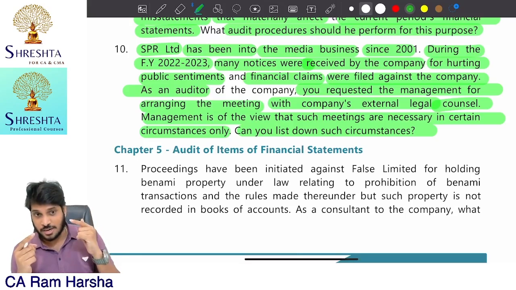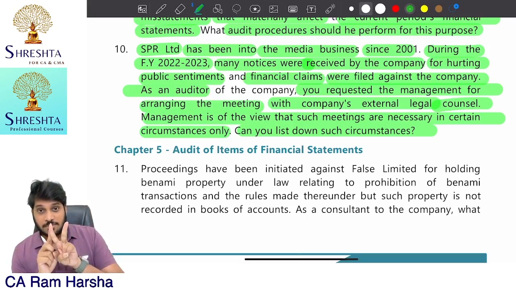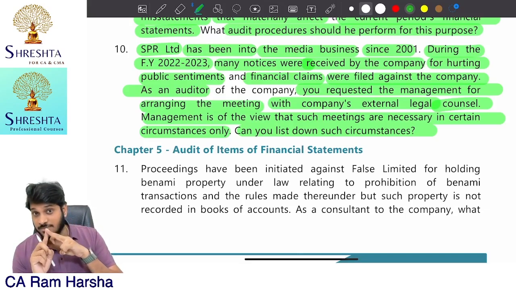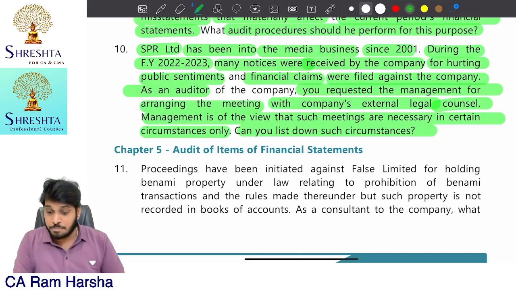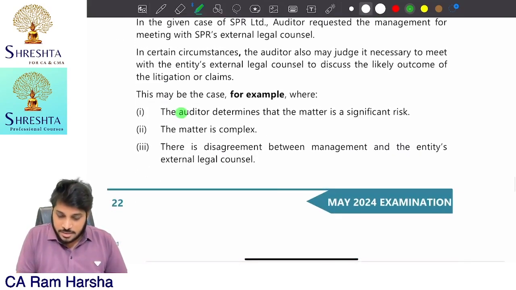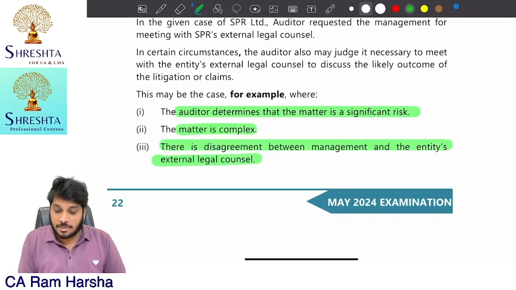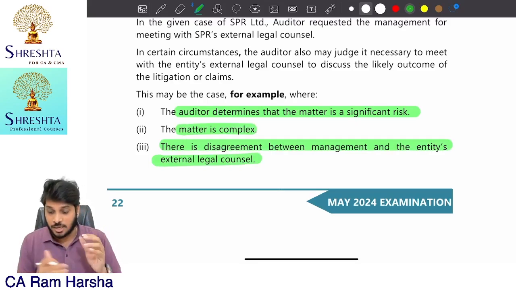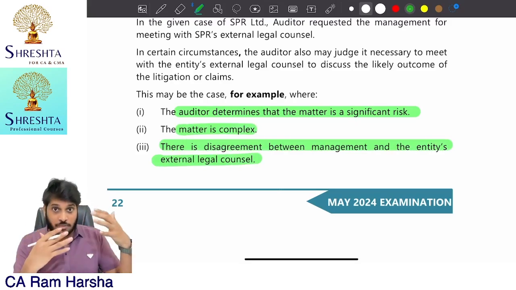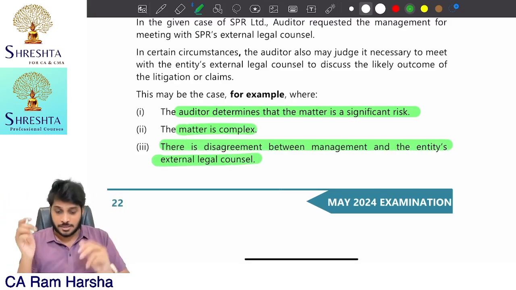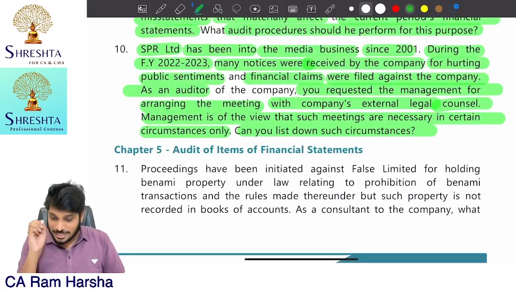litigations and claims, there we clearly discussed. There are some circumstances where we send a specific letter of inquiry to external counsel, and there are some circumstances where specifically we want to meet. We will meet when the auditor determines the matter is a significant risk, the matter is complex, and there is a disagreement between the management and the external legal counsel. When there is a disagreement over a letter of inquiry and all, maybe you want to directly meet. I told you this itself can be asked as a question. In fact, this was asked in CA Final also once.